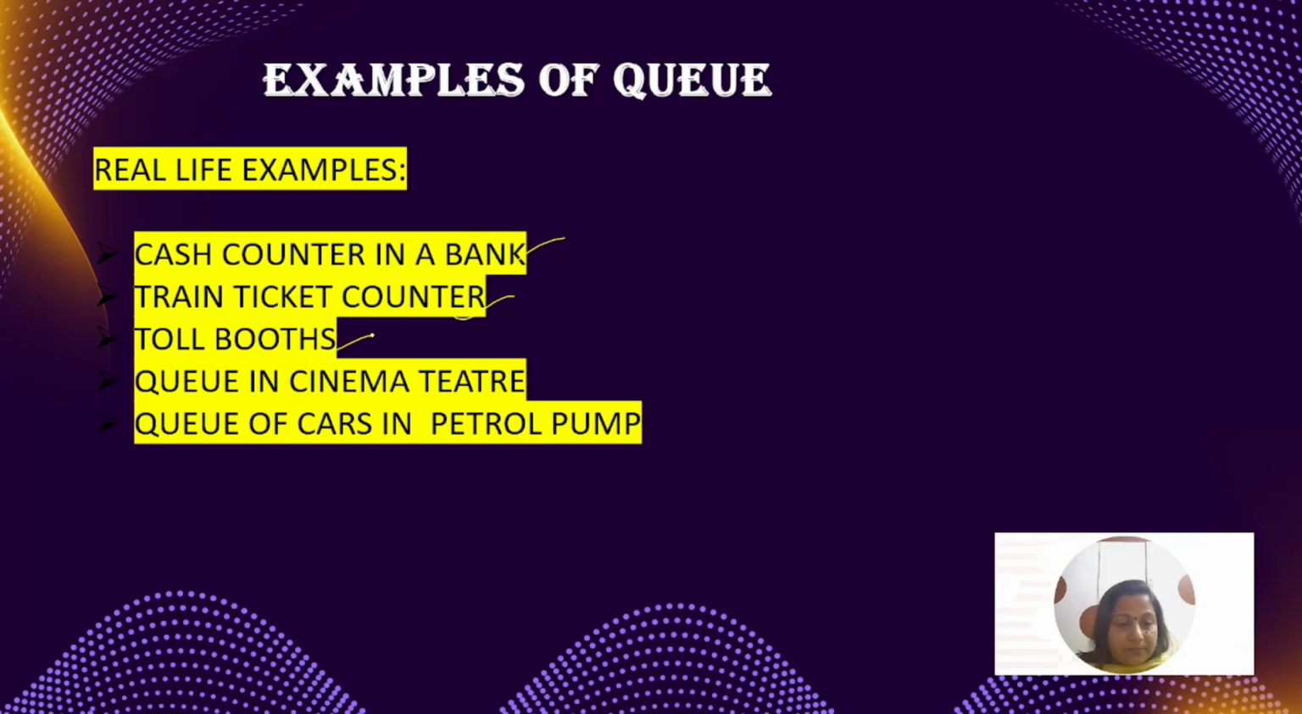And toll booth, what is the meaning of toll booth? If you go to any state by car or bike, there will be a toll gate, right? That only is called a toll booth. So whichever car comes first will get the pass or has to pay, and will go through, right? And the queue in the cinema theater, and of course in the petrol pump also. So these are the real life examples of the queue.